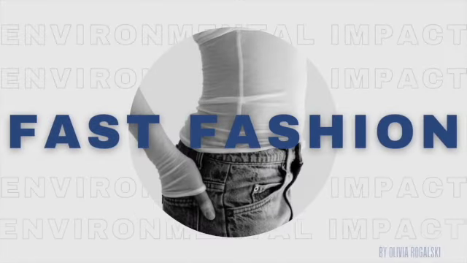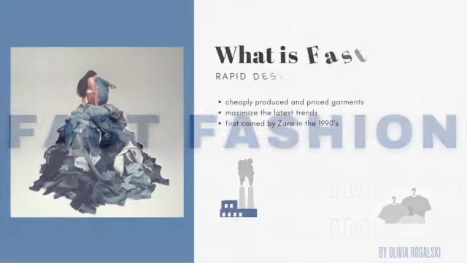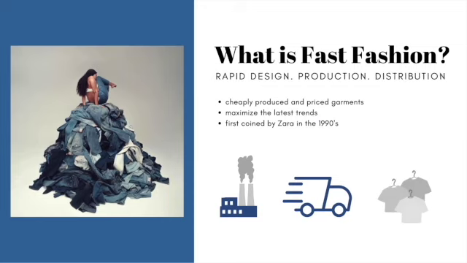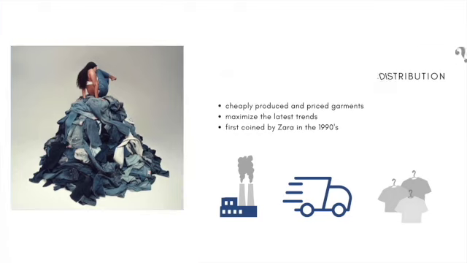Fast fashion and its environmental impact. Fast fashion is the mass production of low-priced but trendy clothing that moves quickly from design to retail stores in order to maximize profit. This term was first coined by the New York Times, describing Zara's mission to only take 15 days for a garment to go from design to distribution.